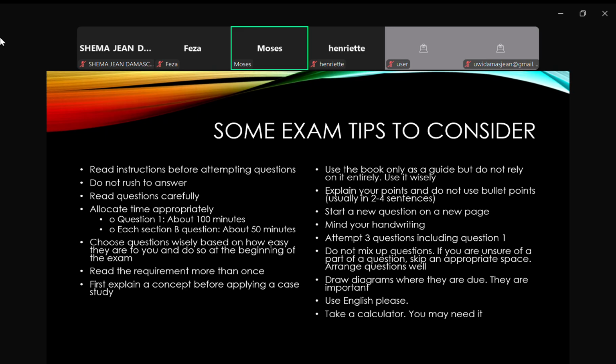Choose questions wisely, especially those in section B. Those questions that you think you can do better should be attempted first, regardless of whether those questions are in section B or A.